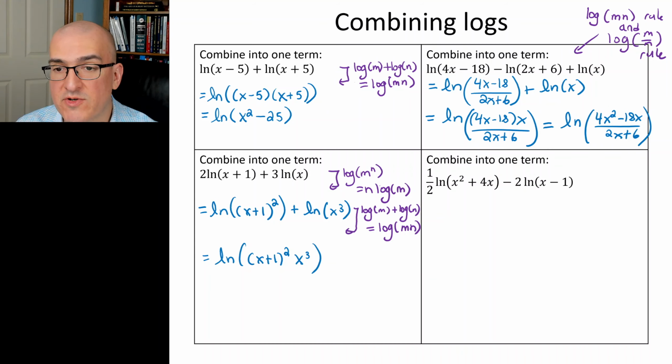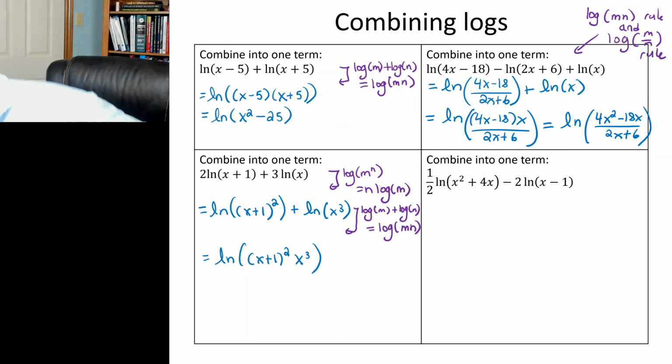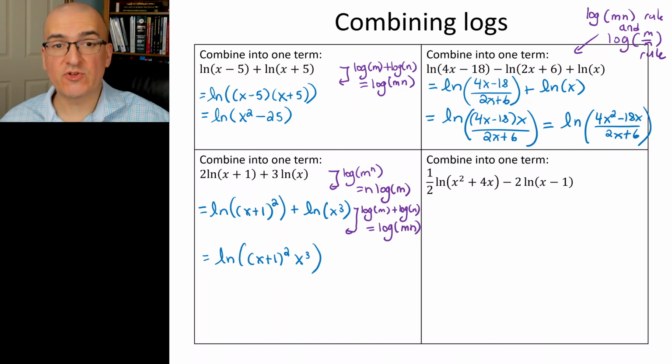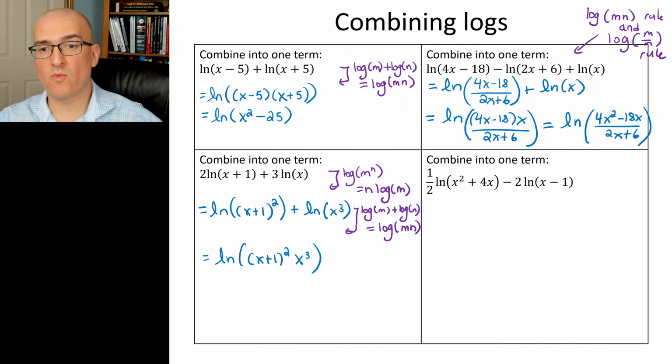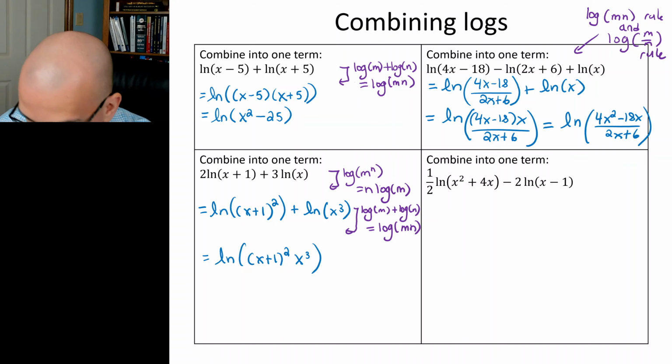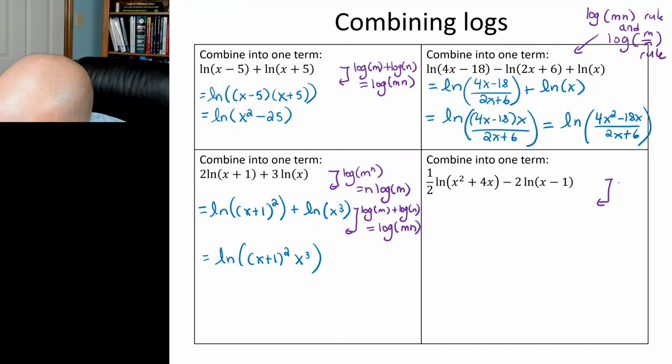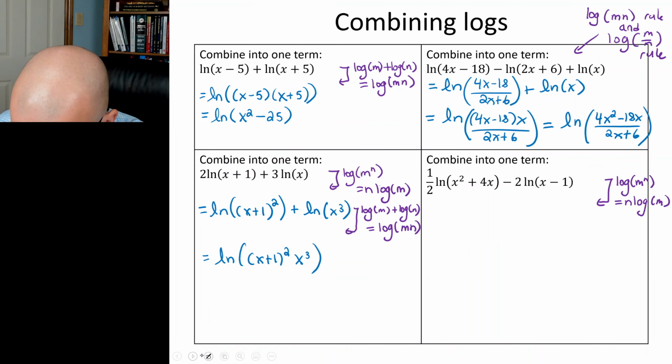Next, combine into one term. We're going to do the same thing. We're going to bring those powers up on top. We don't want those numbers up on top as powers. When we want to combine log pieces, we don't want coefficients in front. We want to move the coefficients up as powers in order to do the combining. So we're going to do log of m to the n is n times log of m. I'm just going to go backwards. We're going to bring the numbers up as powers.